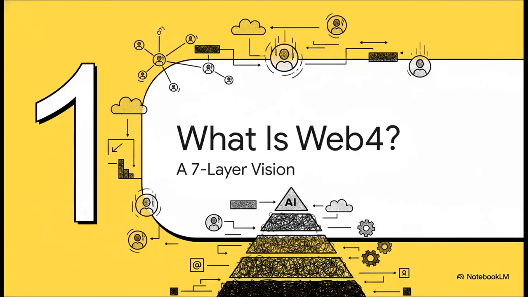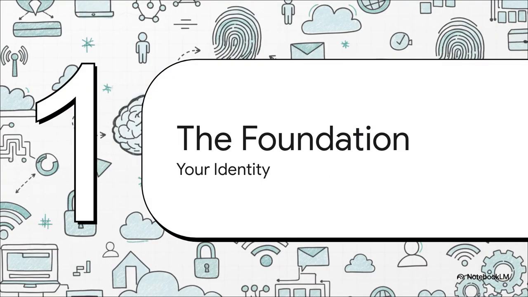To really wrap our heads around how this would even work, we're going to build this new internet together, right now, piece by piece. The whole thing is laid out as a 7-layer pyramid. And just like any strong building, we've got to start with a really solid foundation. And that foundation, the single most crucial piece of this entire ecosystem, is your identity. Before we can even talk about apps or hardware or new kinds of networks, we have to solve the problem of who owns you online.